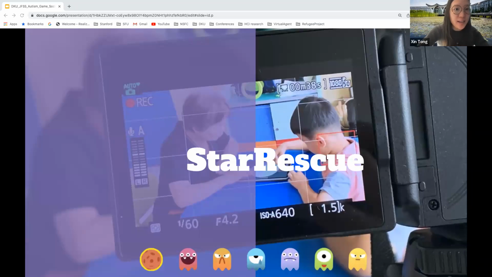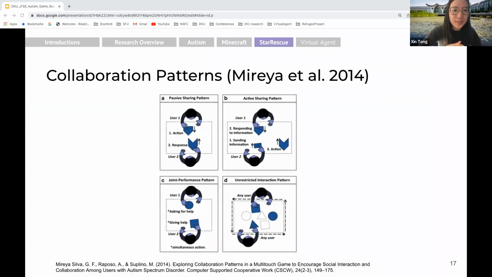Those design implications led us to the second effort, which is an iPad game that we further developed and simplified compared to the 3D Minecraft world, and we call it Star Rescue. In the background story, the kids need to rescue the monsters and get their rocket ship launched.